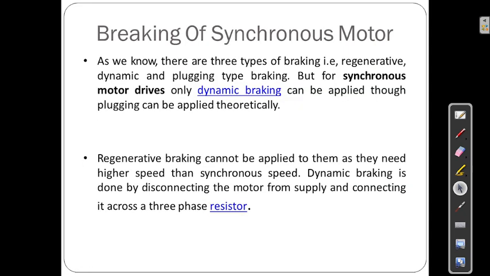As we know, there are three types of braking, which are regenerative, dynamic and plugging braking. But for synchronous motors, only dynamic braking can be applied, though plugging can be applied theoretically. Thus, the regenerative braking cannot be applied to them as they need speed higher than the synchronous speed. Dynamic braking is done by disconnecting the motor from the supply and connecting it across the three-phase resistor.